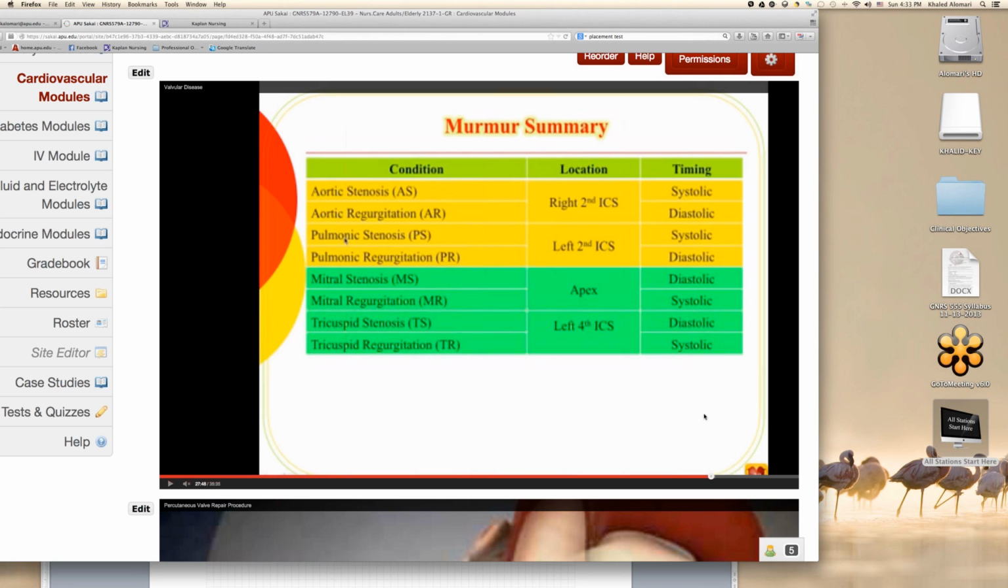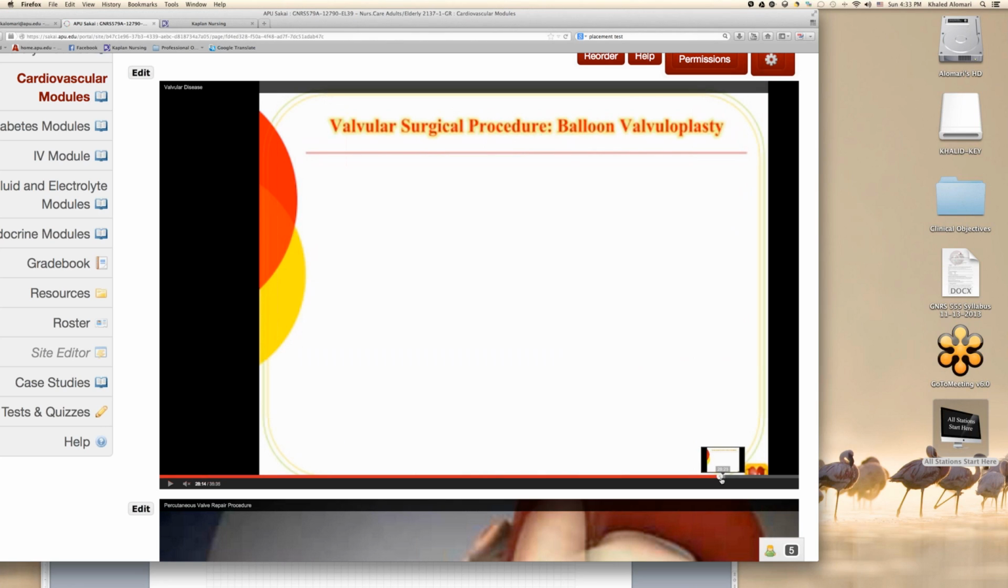Again, here's a summary of all the murmurs, where you would hear them, whether they're diastolic or systolic, and their locations. It can get easier. All right. And we talked about the procedures. Okay, you have to understand the difference.